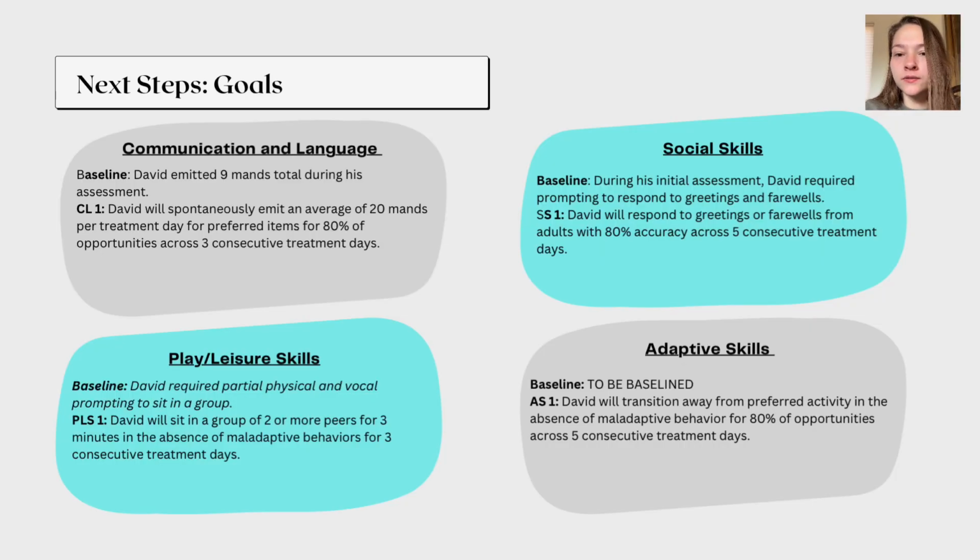Some next steps and goals for David for communication and language would be for him to spontaneously emit an average of 20 commands per treatment day for preferred items for 80% of opportunities across 3 consecutive treatment days. For play and leisure, he would be able to sit in a group of 2 or more peers for 3 minutes in the absence of maladaptive behaviors. For social skills, he'll be able to respond to greetings or farewells from adults with 80% accuracy. And for his adaptive skills, David will be able to transition away from preferred activities in the absence of maladaptive behavior for 80% of opportunities.